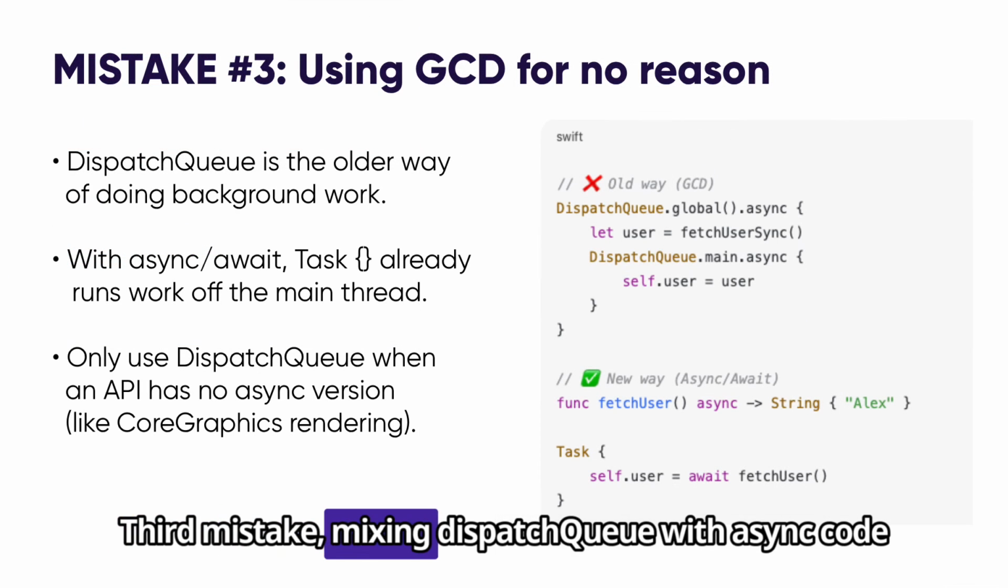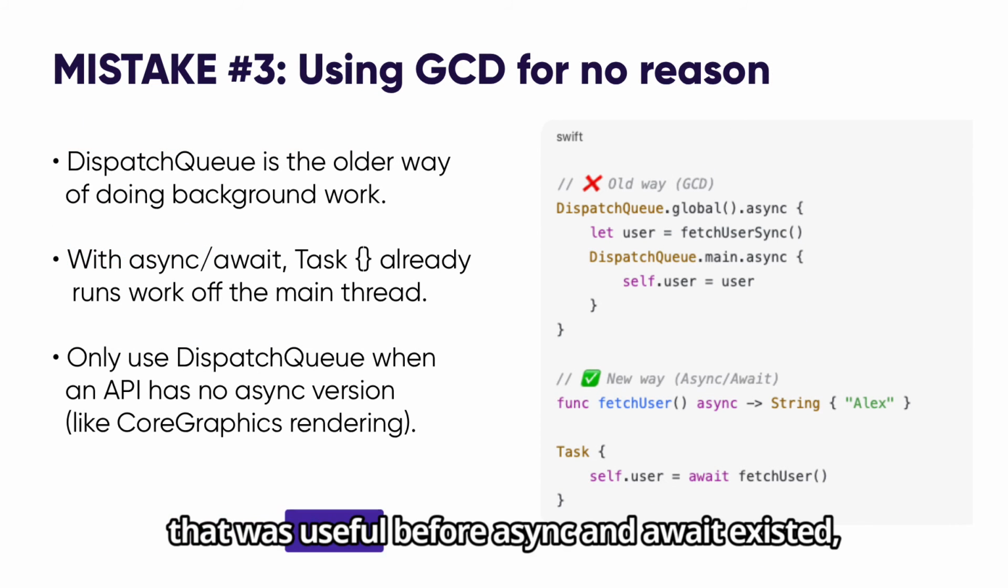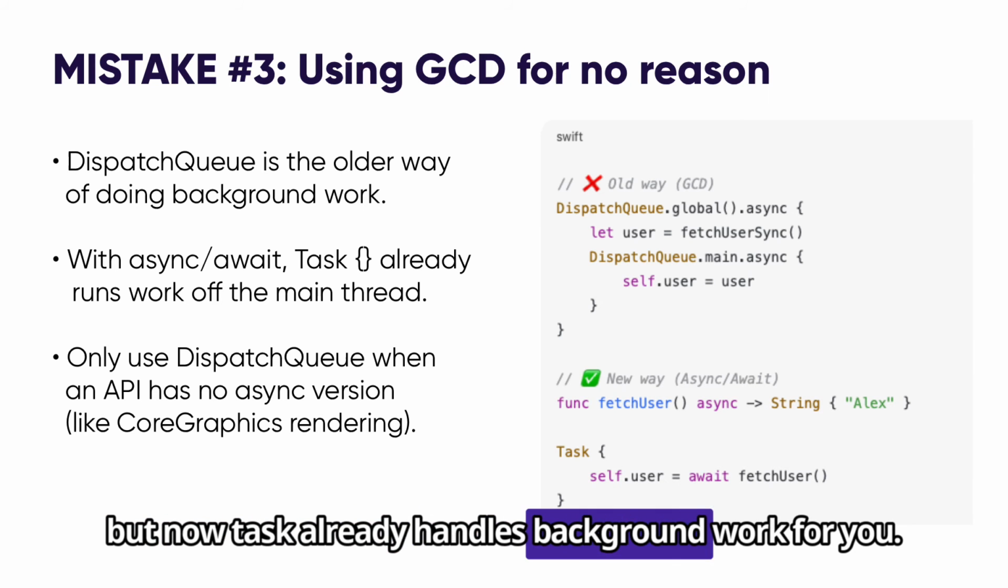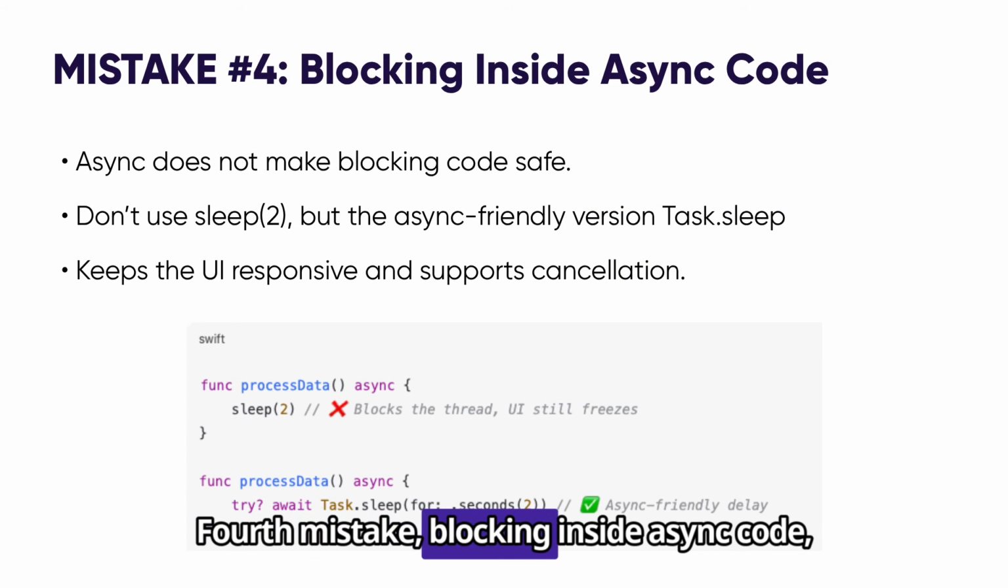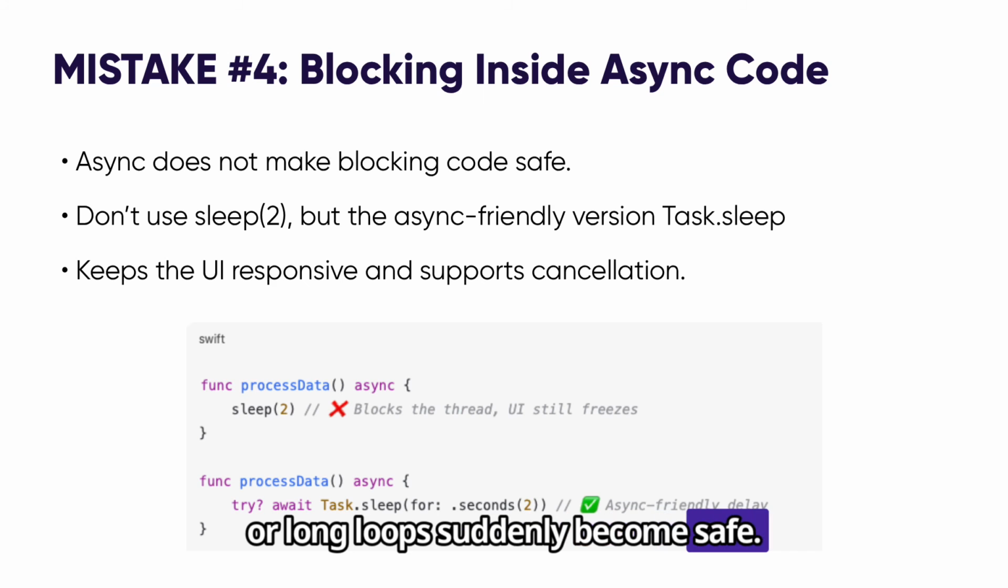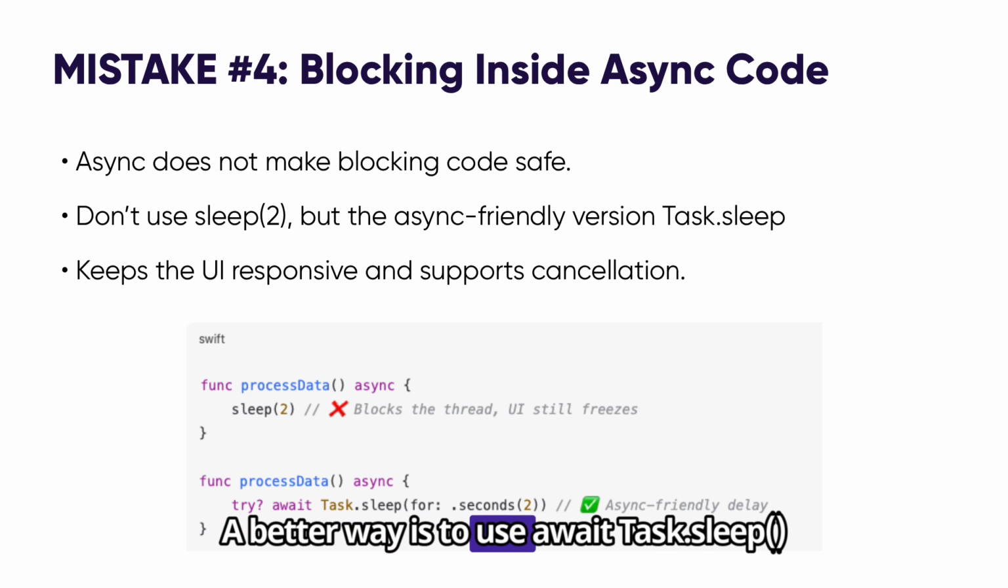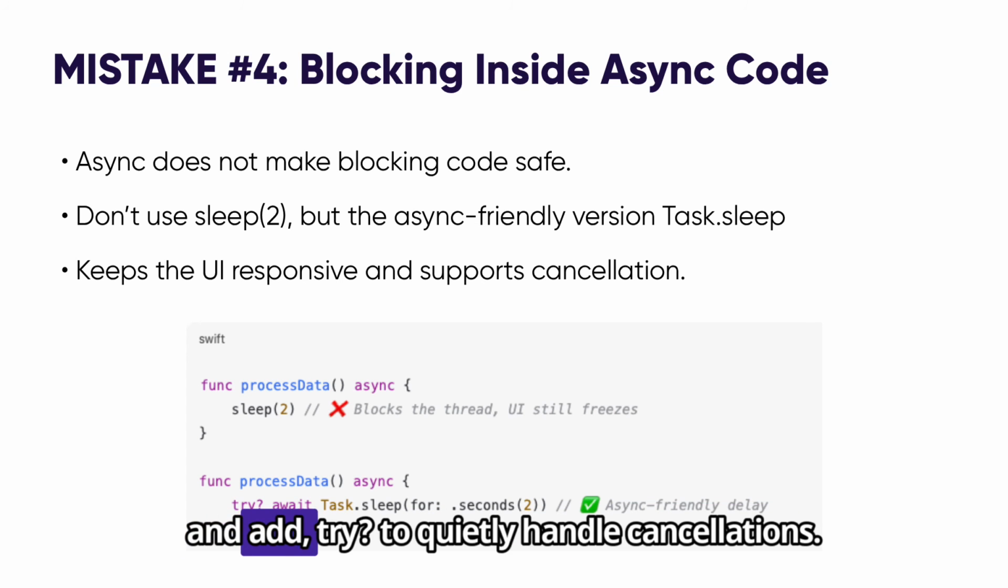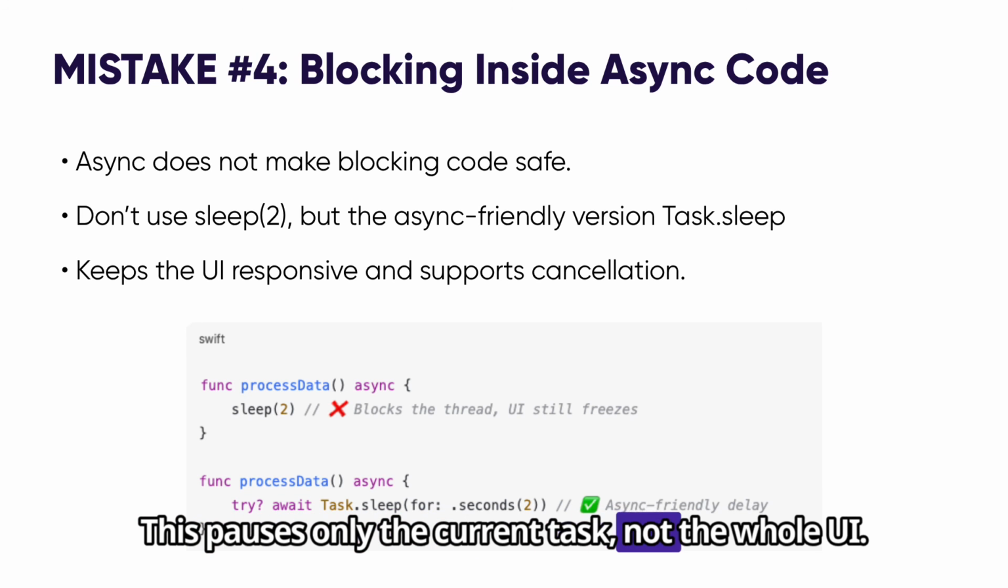Third mistake, mixing DispatchQueue with async code. That was useful before async and await existed, but now Task already handles background work for you. Fourth mistake, blocking inside async code. Just because a function is async doesn't mean sleep or long loops suddenly become safe. A better way is to use await Task.sleep and add try to quietly handle cancellations. This pauses only the current task, not the whole UI.